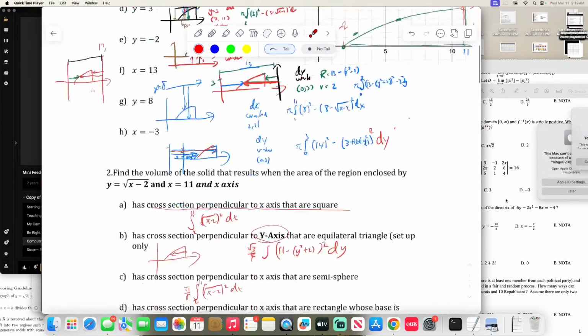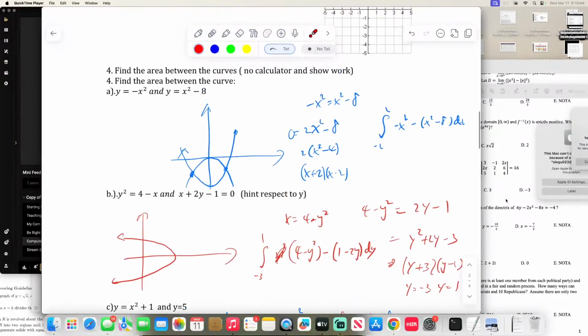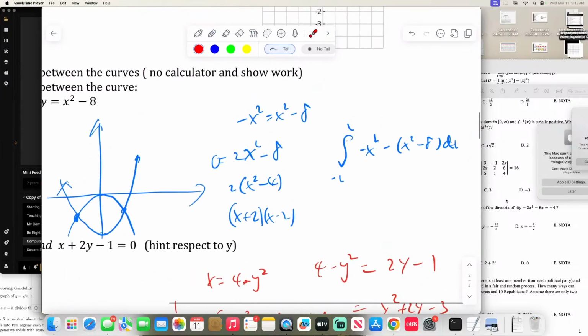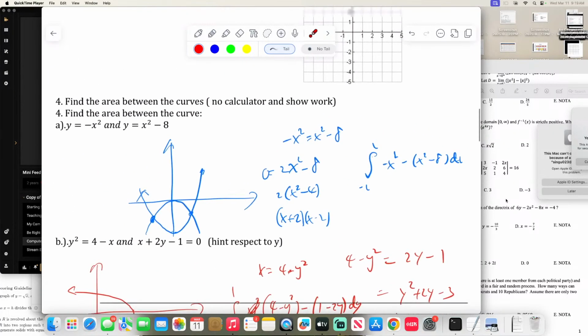All right, so this next question. Now I didn't do the work, I just did the setup, because right now I only pay attention to setup. I don't have enough time to do the evaluation. But yeah, you should be able to evaluate this by hand. When push comes to shove, you have to be able to evaluate simple integrals.